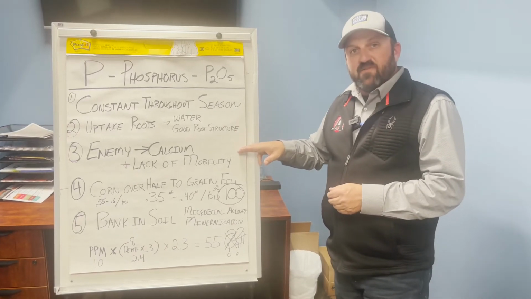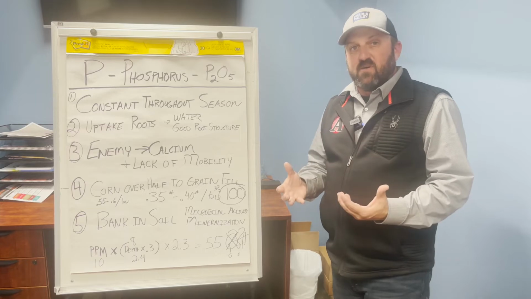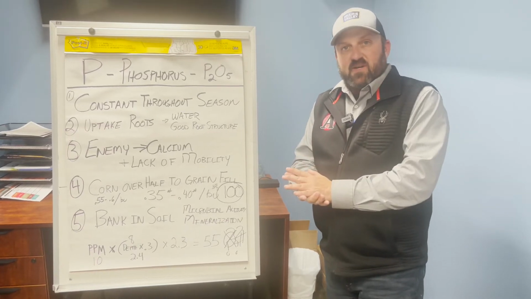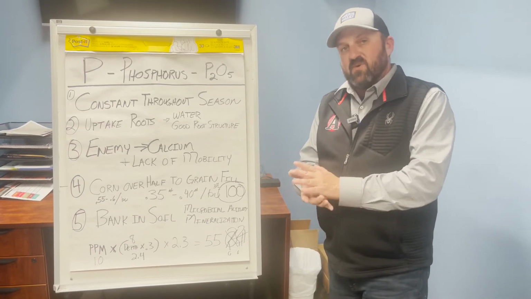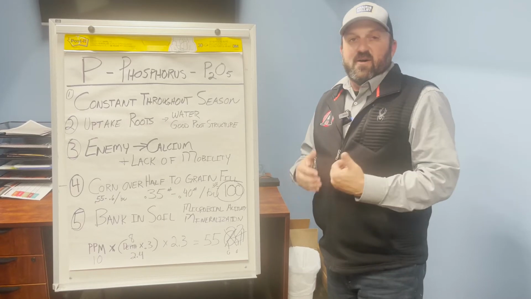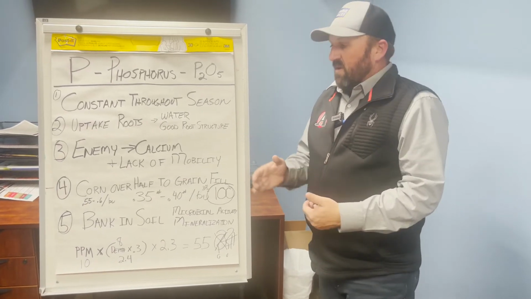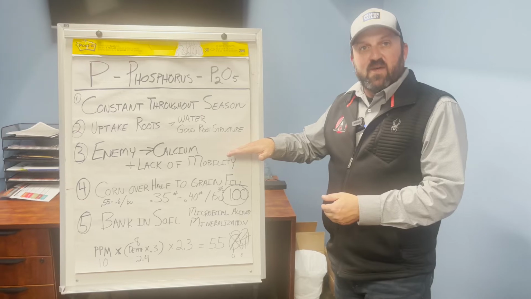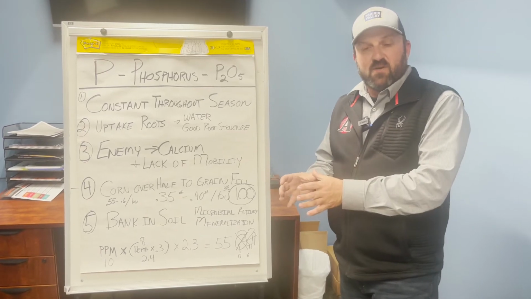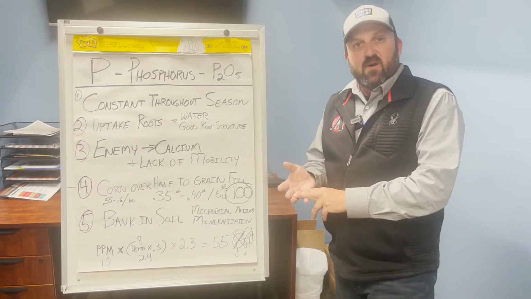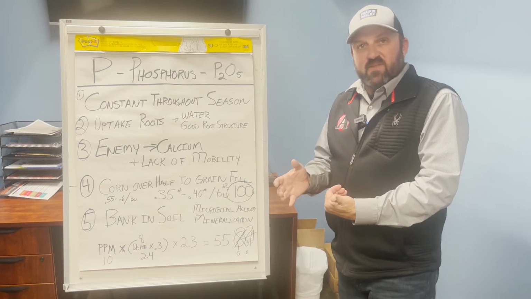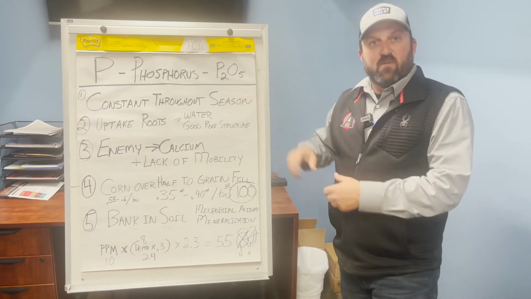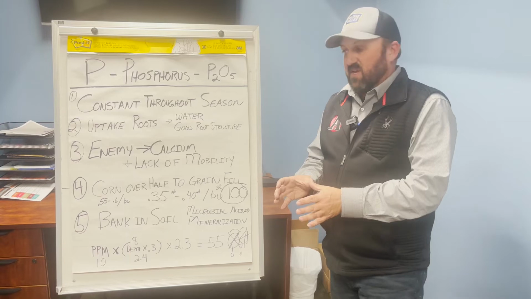There's a couple enemies to phosphorus. One of them is calcium. Phosphorus really likes to bind to calcium and form calcium phosphate. Once that happens, it's unavailable to our roots. So we look at things to protect that phosphorus, keep it from binding to calcium. We use Prolock up early to help prevent that tie-up of that phosphorus to calcium.